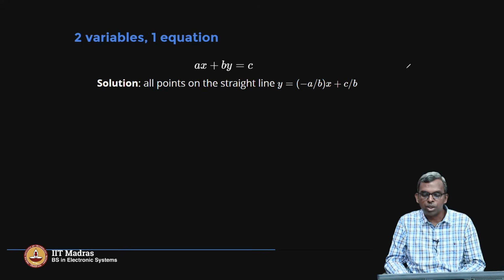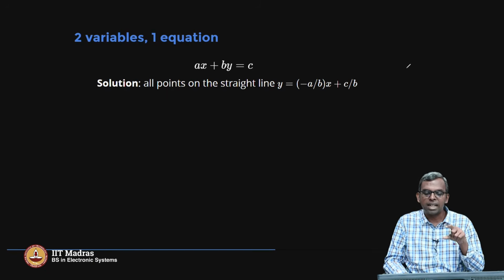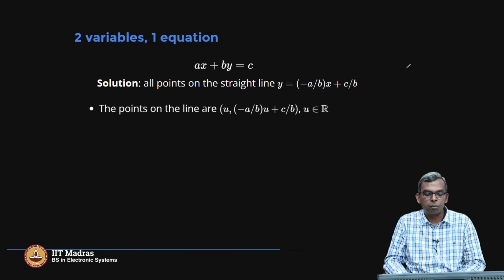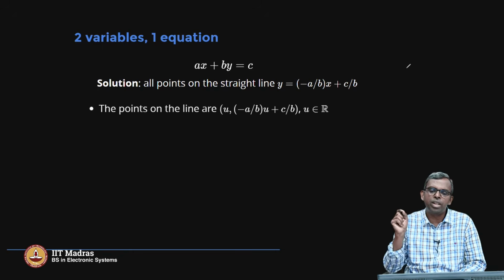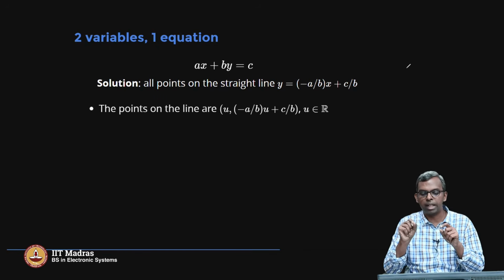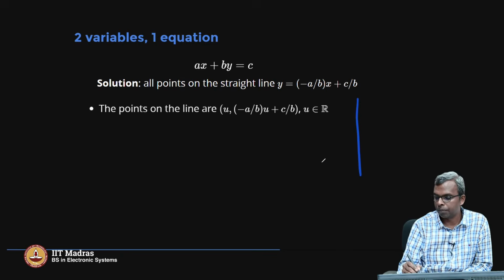It turns out this solution, this straight line, you can write it as a linear combination of two vectors. It's quite easy at some level, but I just want to impress upon you that straight line solutions for linear equations can be written as linear combinations of vectors. Okay, that's a very important point. You'll see that here. The points of the line are basically u comma minus a by b u plus c by b for every u in the real line, right? For every u in the real line, you simply put x equals u, you get the corresponding y, right? So you can maybe picture this real quick if you want to draw that, right?